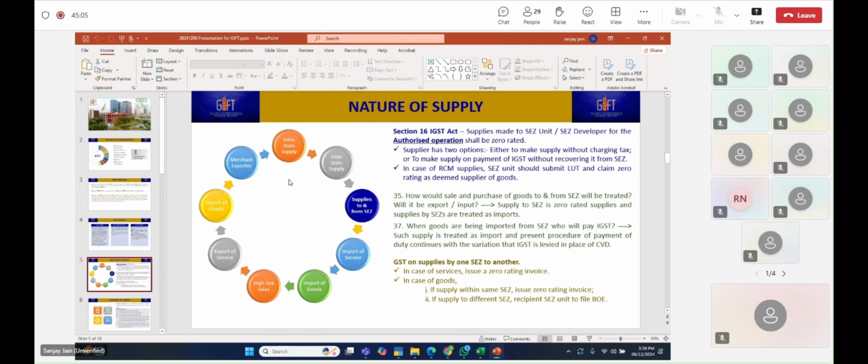Sometimes one SEZ unit provides service to another SEZ unit, within the same SEZ or in another SEZ in India. That supply is also zero rated. For the supplier unit, it will be counted as export. For the recipient unit, it will be counted as import.